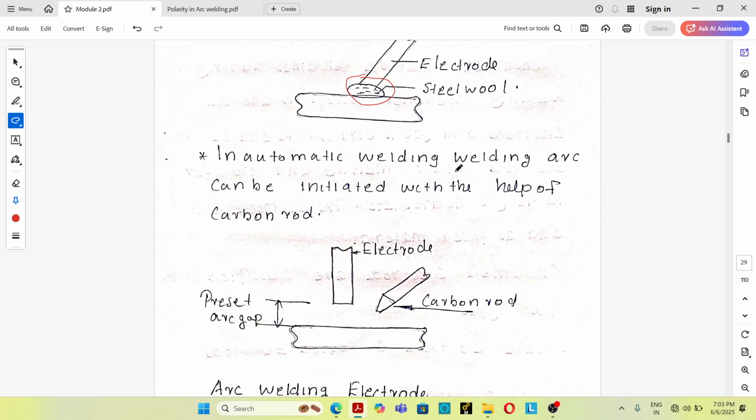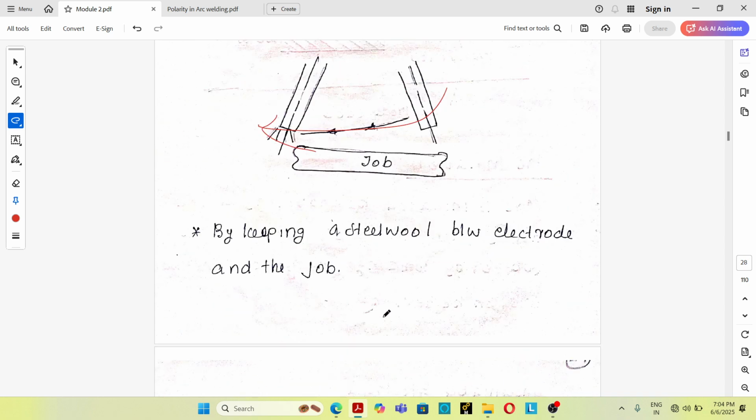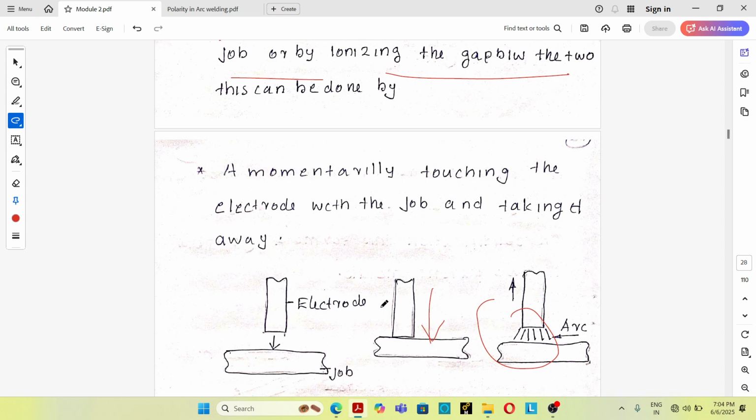Then, in an automatic welding machine, the arc can be initiated with the help of a carbon rod. In automatic welding machines, a carbon rod is used to initiate the arc. The carbon rod will be touching the electrode and the workpiece within a second of time and the arc will be initiated. So, these are the methods for initiating the arc in the arc welding process.